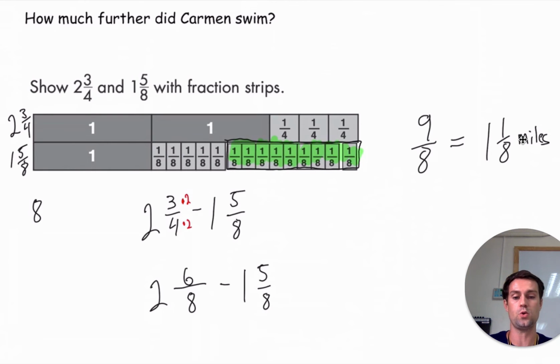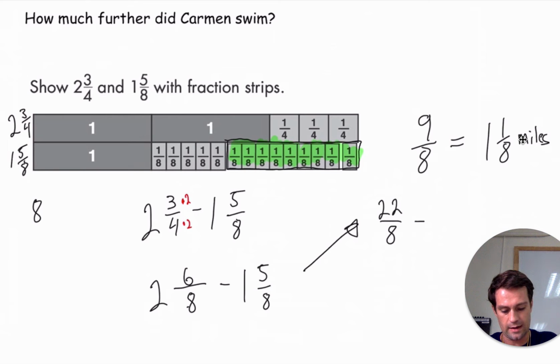Couple strategies we can do here. We can change these mixed fractions into improper fractions, and that's the method that we typically will do. There's other strategies, but we'll just cover one strategy. So we will multiply 8 times 2 is 16, plus 6 gives us 22 over 8 minus 8 times 1 is 8 plus 5 is 13 over 8. So when we take the difference, 22 minus 13 over 8, we have 9 over 8, or 1 and 1/8.